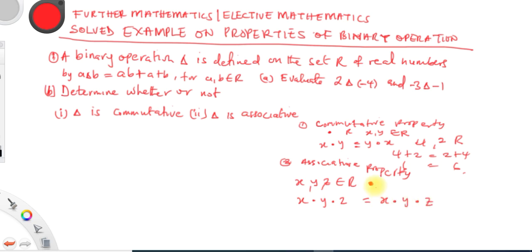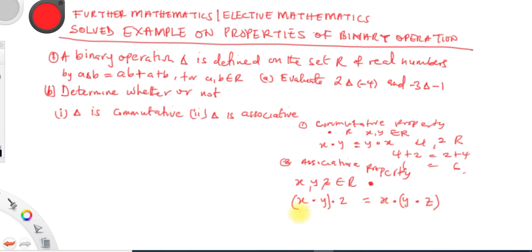You have these three elements or three numbers, and we are applying the operation dot on them. How do you do that? Somebody can decide to apply it on the first two elements, X and Y, and then finally apply the operation on the result and Z. Somebody can also decide to apply the operation on the elements Y and Z, and then apply the operation on the result and X.